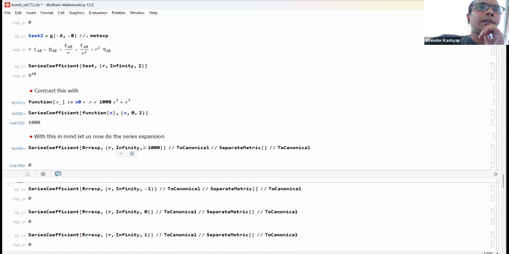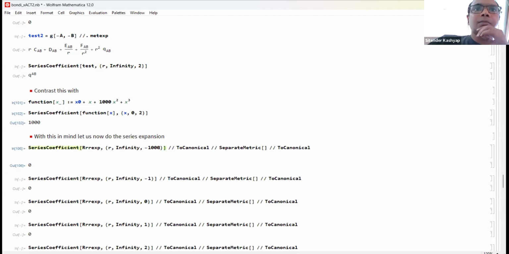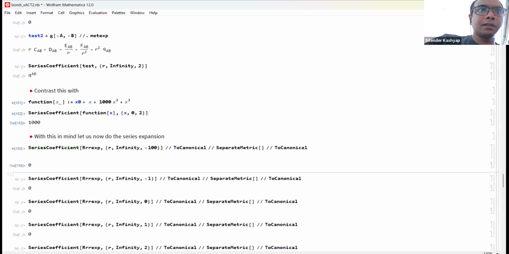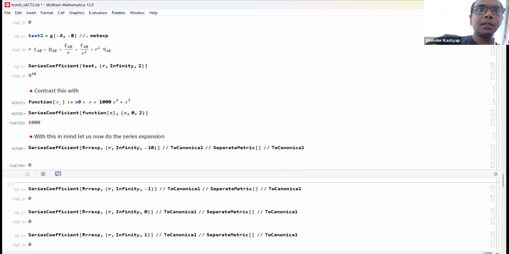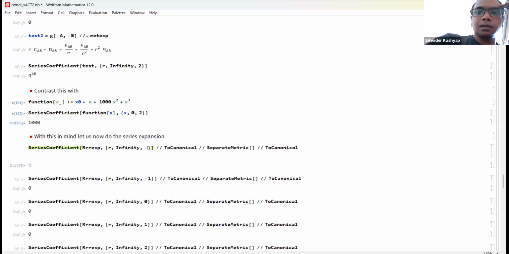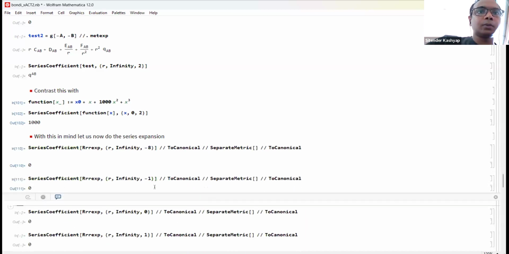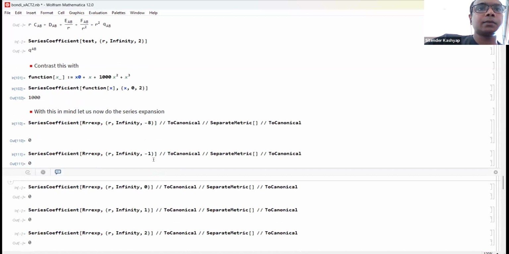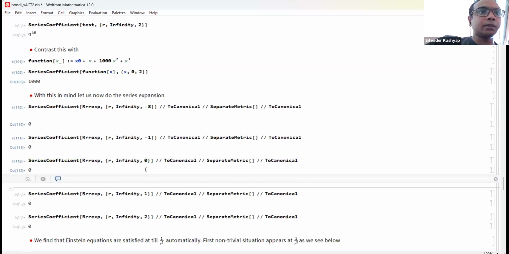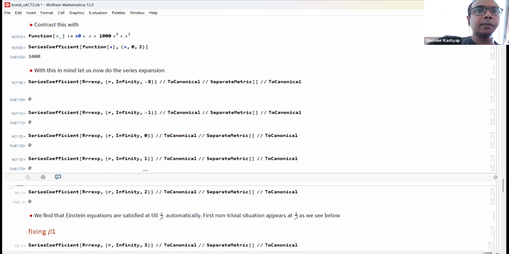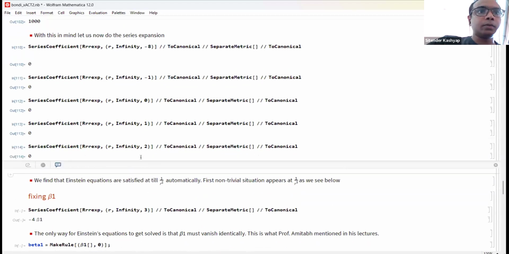So I ask it to expand, let's say, to order minus 1000, that means r raised to power 1000. There is no such term. Similarly, you can keep verifying to, let's say, 100 or 10, or 8. There is no such term. So eventually you will come to minus 1. There is no such term. That means the Einstein equation is getting satisfied automatically. At order 0, once again, it's getting satisfied. Order 1, it's also getting satisfied. This happens till order 2.